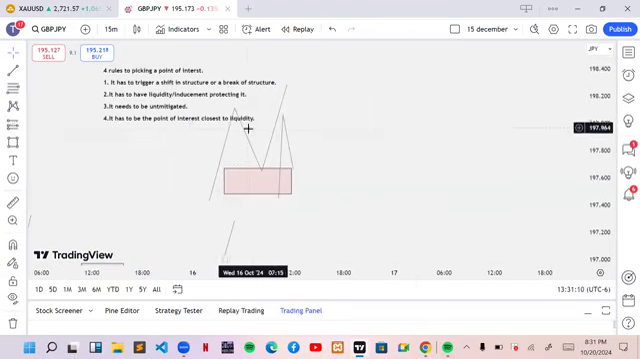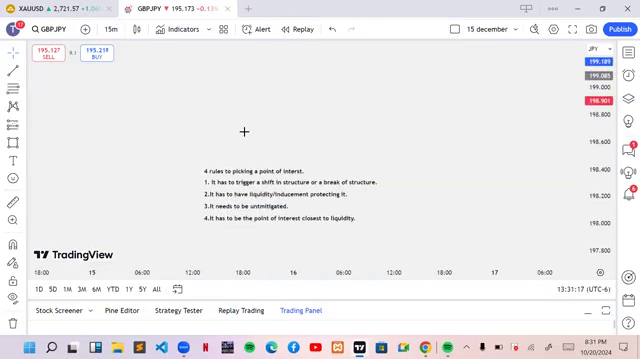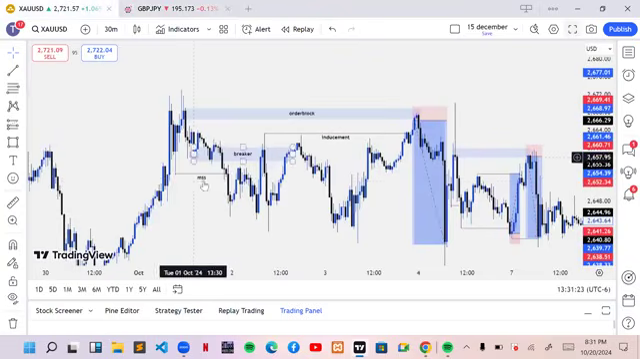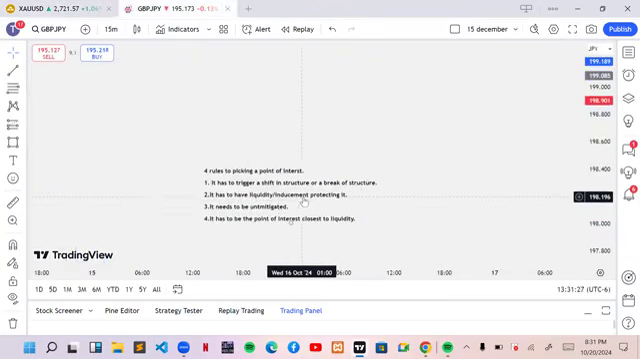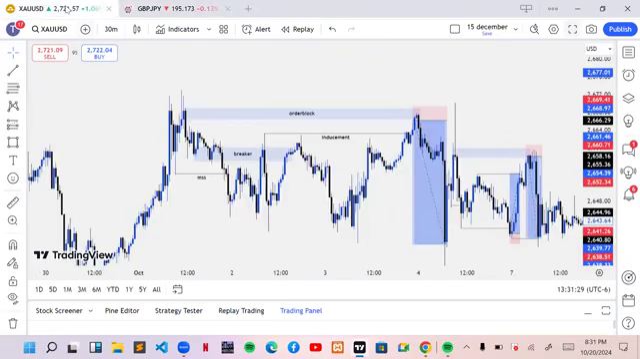These are the rules I pay attention to while picking a point of interest. If you actually obey all these rules, it's hard for you to take a loss on a trade. So first one, it has to trigger a shift in market structure or a break of structure. Our trade literally has a shift in market structure. Second rule is it has to have liquidity or inducement protecting it. There's inducement here, there's a liquidity.